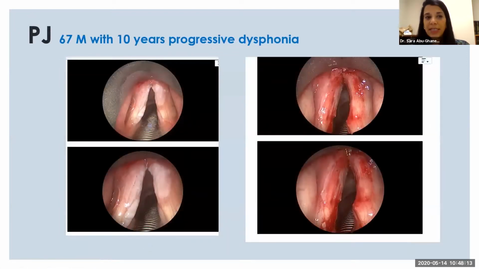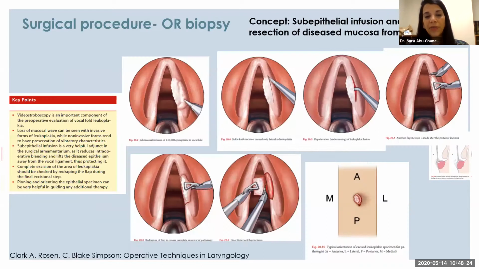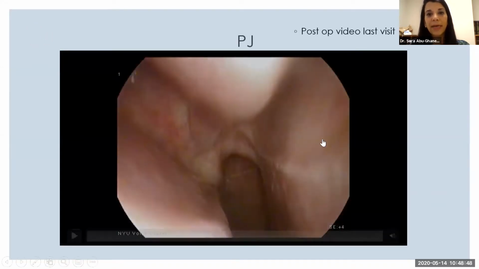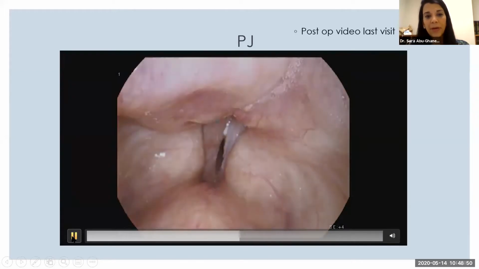The second patient, the 67-year-old with a really spread leukoplakia over there, underwent surgical biopsy in the operating room. There are different ways to do it. Again, the same textbook with the operative techniques in laryngology describes nicely how you can do it, basically raise the flap and resect the leukoplakia lesion. And of course, keep the orientation when you send that to pathology. Our patient's pathology result was again negative for carcinoma, and that's him during his follow-up.